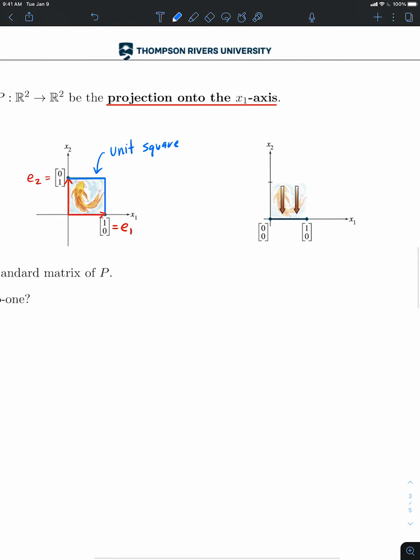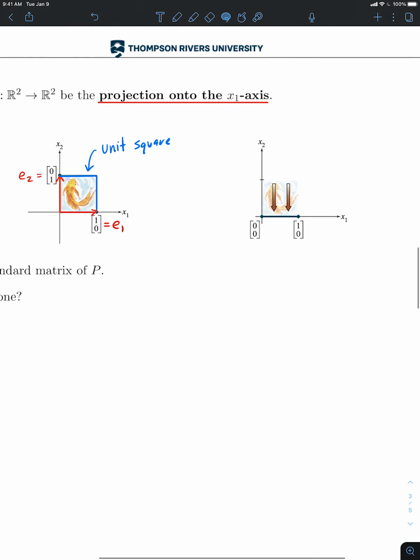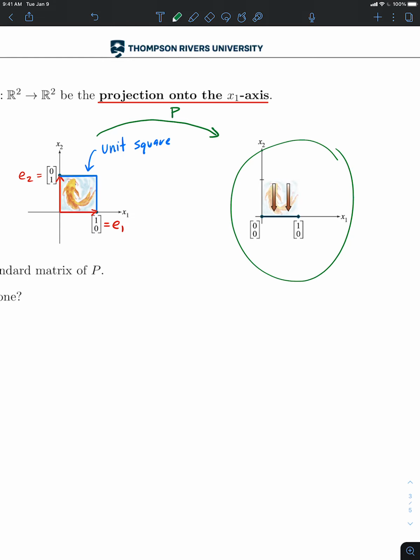So, what's happening over here? Let me add one more thing to this picture. I'm going to draw an arrow to indicate what the transformation P is doing. It takes vectors from this picture and turns them into vectors from this picture. So look at what happened to the square. It just got completely squished down to the x1 axis.